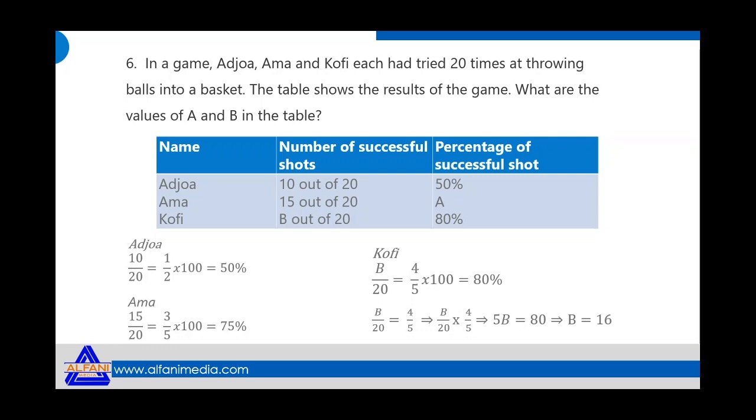So 1/2 times 100 gives me the 50% here. That is the same as what she's having here. So that is 50%. That is correct. Excellent. And then when I get to Ama, I took 15% divided by 20. 15% here divided by this 20 here gave me 3/5. Now 3/5 times 100 will give me his percentage, that is 75%.